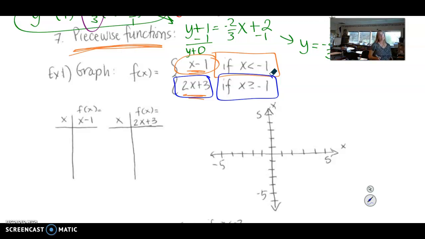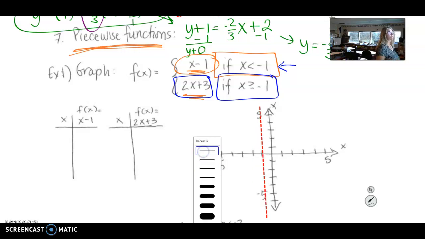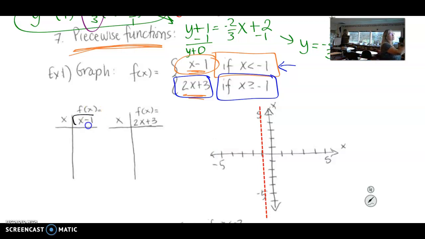So where it's going to split is this part right here, where it goes from one function for values less than -1 to a different function for values greater than -1. So if I just put a dotted line here, this is not part of the graph, but if I put a dotted line at -1, that's going to be my reminder that something's going to happen at -1. Okay, so I know that the function is going to look like the graph of x minus 1 for values of x that are less than -1.